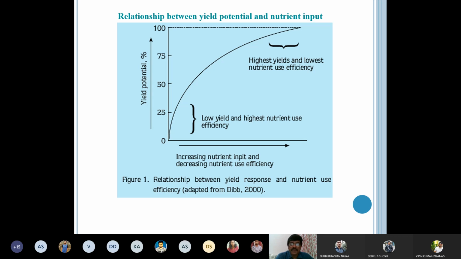We need to make the best combination of these two, so that of course nitrogen use efficiency will decrease as you go on increasing the dose of the fertilizer. But what is the ideal level of fertilizer where you get the most acceptable nutrient use efficiency? That is to be found out.